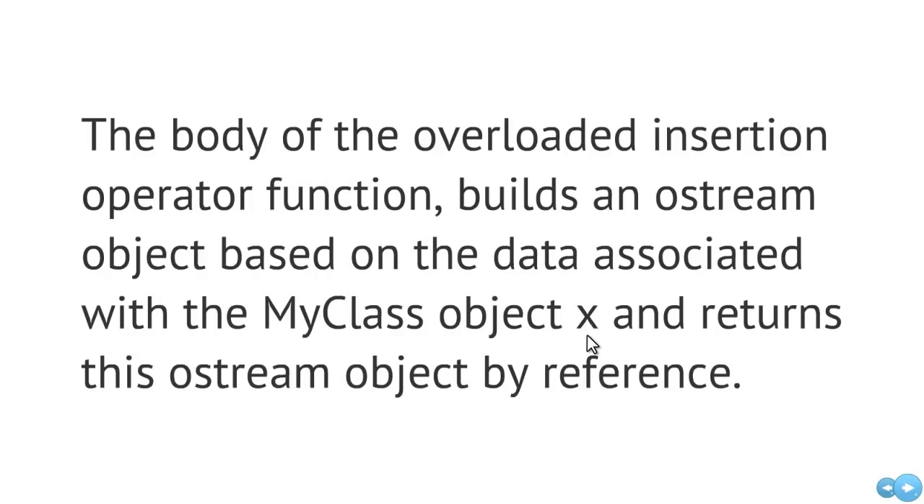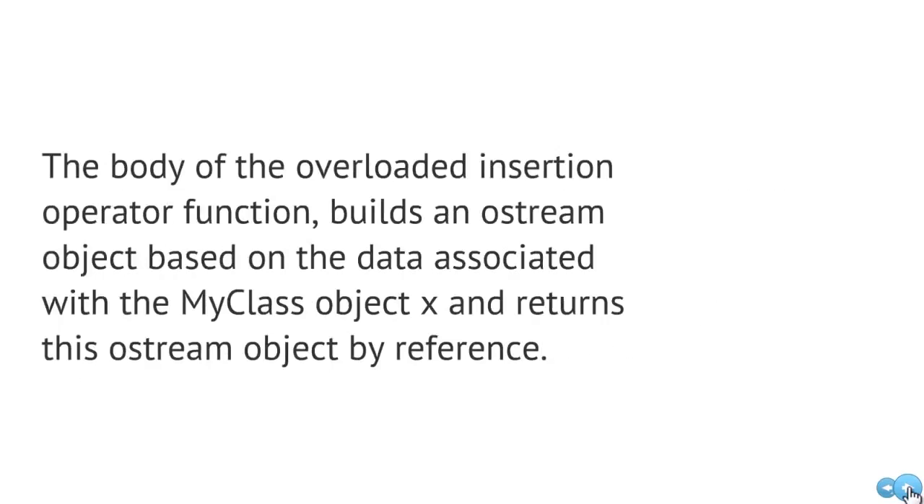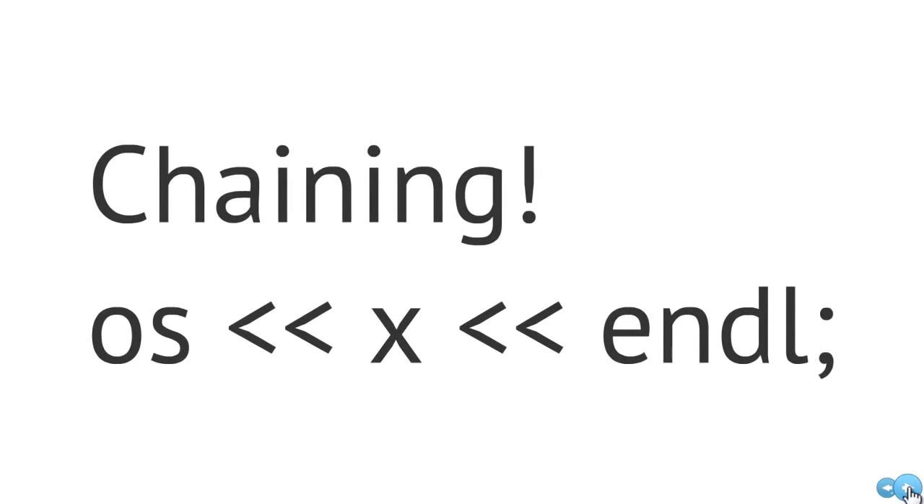And the reason why we need to return a reference to our OStream object is so that we can do something we had specified before, and that's the idea of being able to chain things together. So we want to be able to write expressions here where we can use the insertion operator multiple times, and if we're not returning a reference to an OStream object, we have no ability to do this chaining.